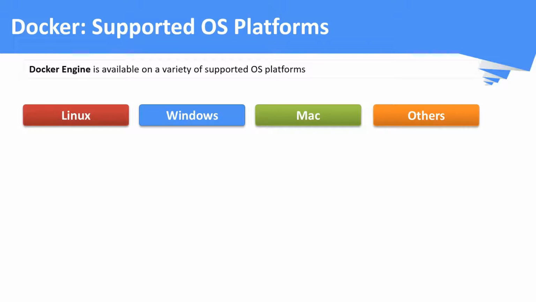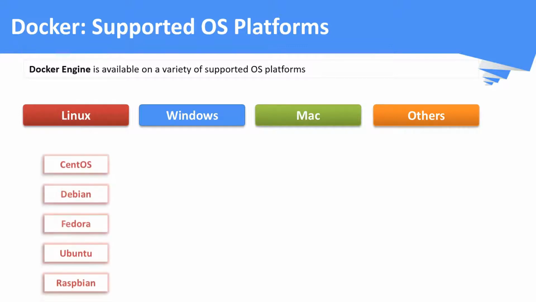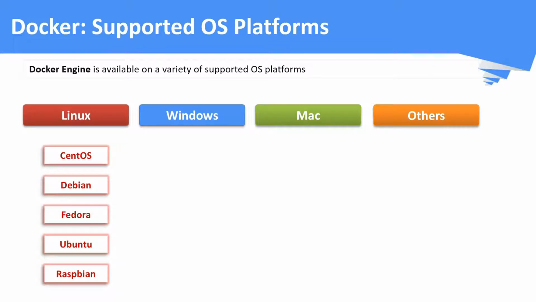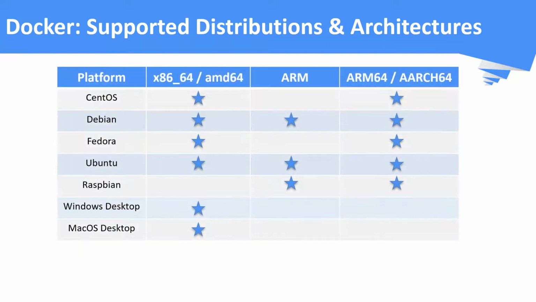Docker is supported by a variety of operating systems and platforms, primarily Linux, Windows, Mac, etc. On the Linux platform, Docker is supported in many distributions, to name a few: CentOS, Debian, Fedora, Ubuntu, and so on. Docker is released as a desktop version on Windows and Mac operating systems. Docker is supported in other Linux derivatives as well. This table shows the supported OS distributions and the CPU architectures for installing Docker.